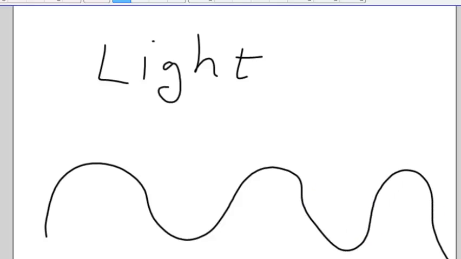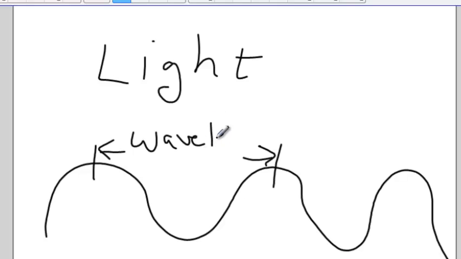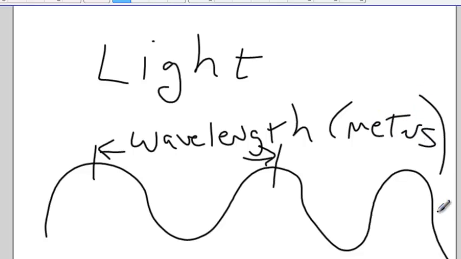A wave has certain properties. For example, the distance between the same part on two successive waves, usually the peak, but really it doesn't have to be. It could be from trough to trough or whatever. But anyway, this distance here is something called the wavelength. And it is a distance. It's measured in some sort of length unit, usually meters or nanometers or micrometers, some sort of meter unit.